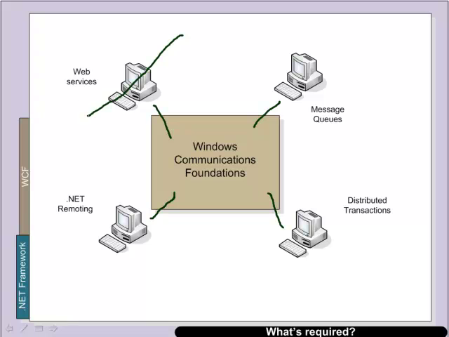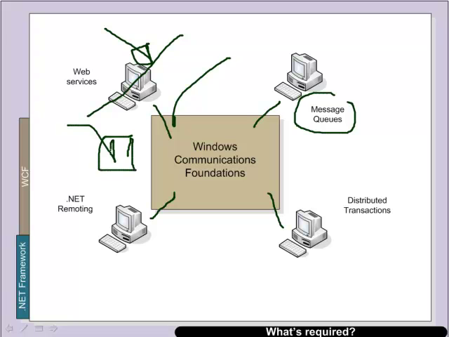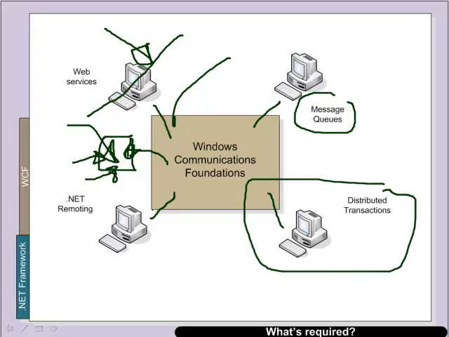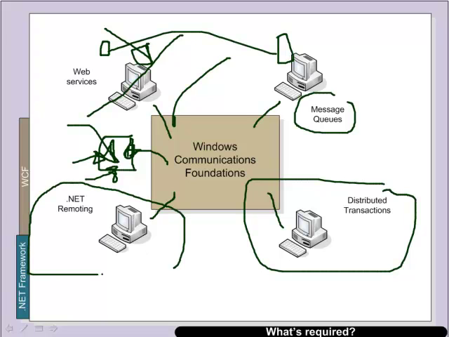Web services, where we provide a web interface for remote services. We have message queues that we can receive multiple messages. We can define places that consumers can subscribe to message queues, so that an application can just add a message and all the subscribed consumers can actually read from there. We can have distributed transactions where part of a transaction could be completed on one machine and then completed on another. And we have the new infrastructure for remoting, which is .NET remoting.